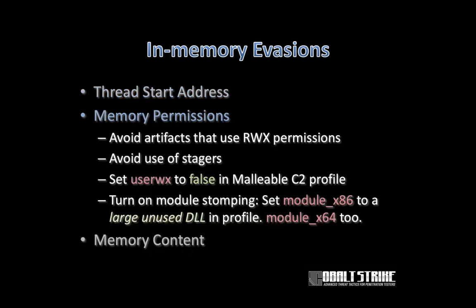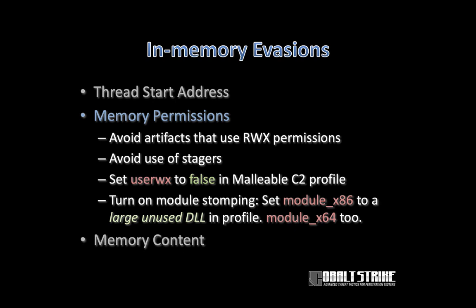For your memory permissions, avoid artifacts that use RWX permissions. Avoid stagers. The Metasploit framework stagers in Cobalt Strike always allocate RWX memory for the downloaded payload stage. Set use_rwx in your stage block to false. This will make it so Beacon does not use RWX permissions.